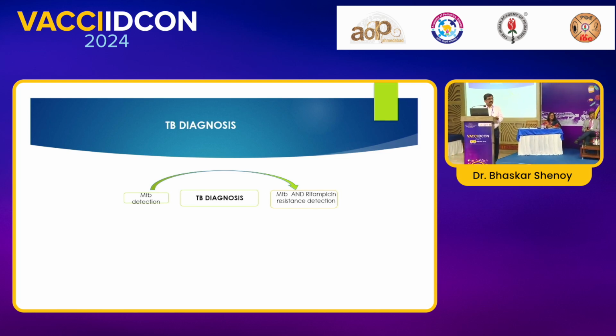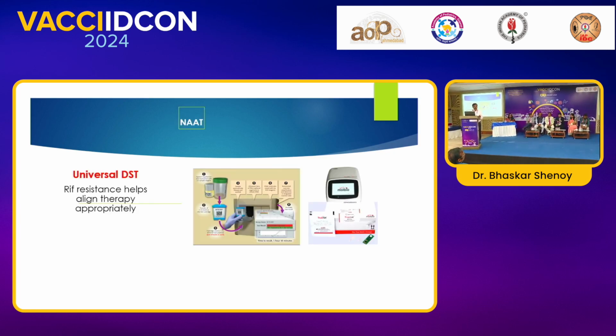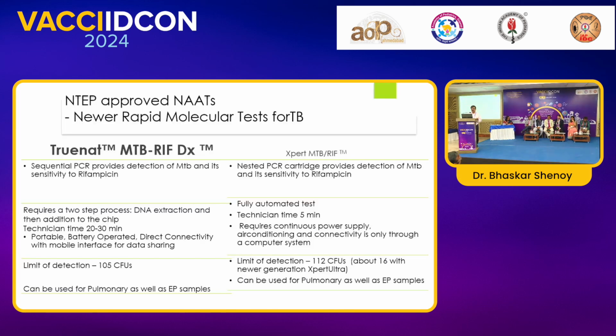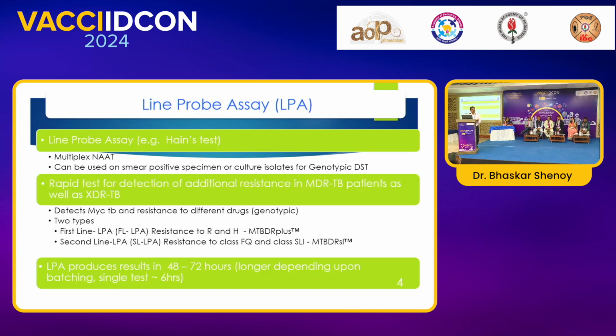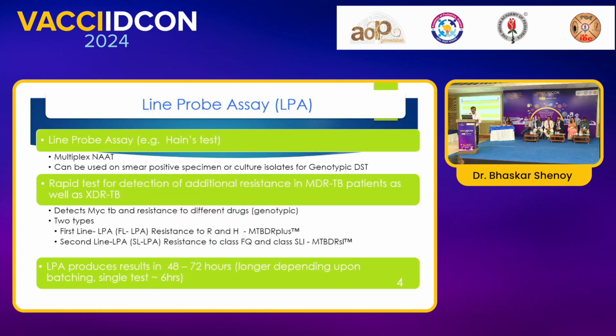So yesterday, sir has covered part of it. Now, briefly you tell. So basically, CBNAT is going to give you results very fast, sir. It is automated. You just load and within 2 hours, you'll get the result. In LPA, you have to do many things manually, so it will take longer time. It is a little bit expensive, so not available everywhere. The advantage of LPA over CBNAT is that in CBNAT, we can only see rifampicin resistance. But in case of LPA, along with rifampicin, we can also look for isoniazid and second-line antibiotics as well, sir.